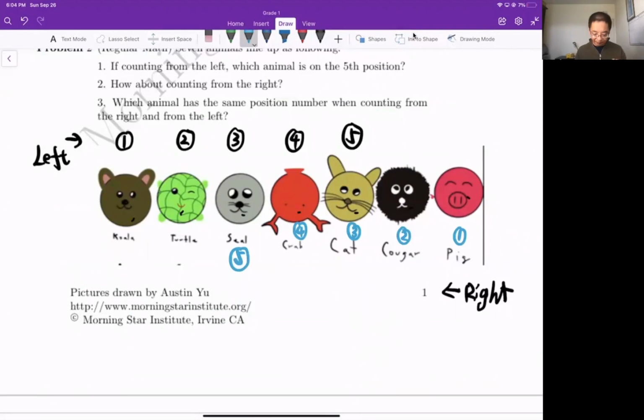And then question 3 asks, which animal has the same position number whether you go from the left or from the right? If we look at what I put here, we see, wow, it's the crab, the one that is right in the middle, because its position is 4 from the left and also 4 from the right.